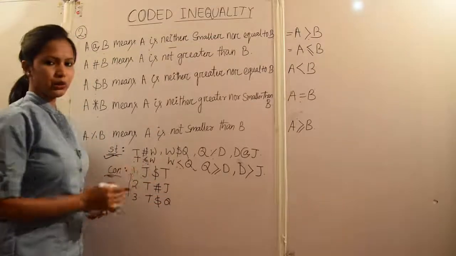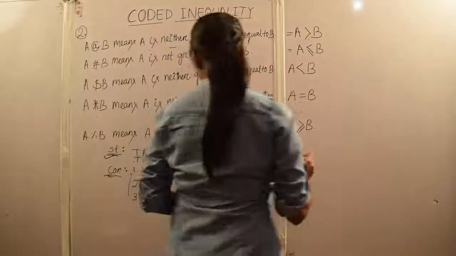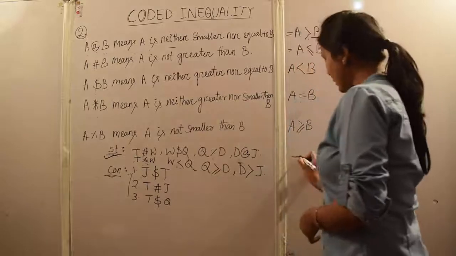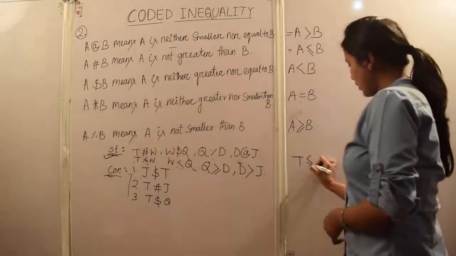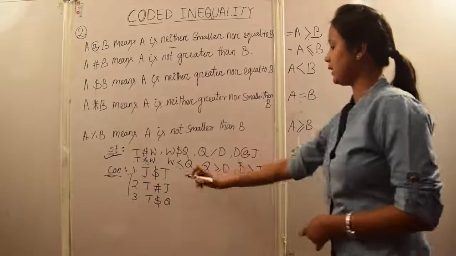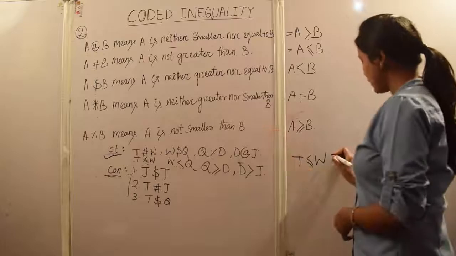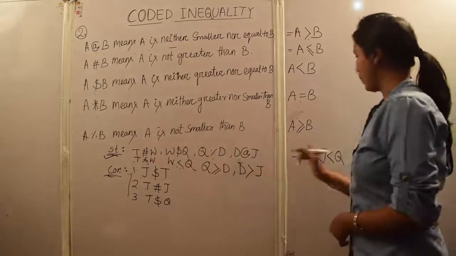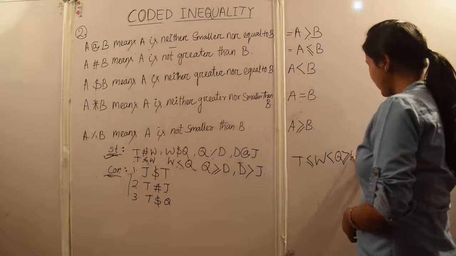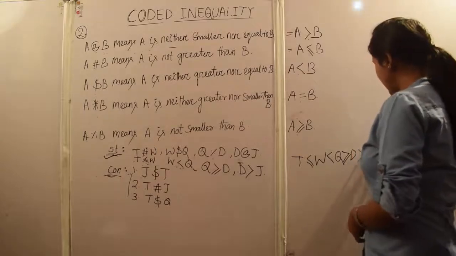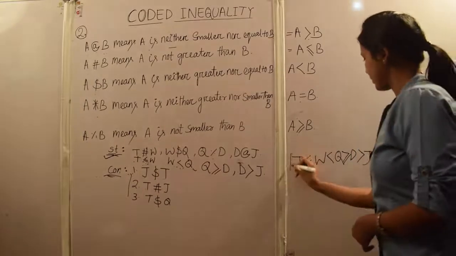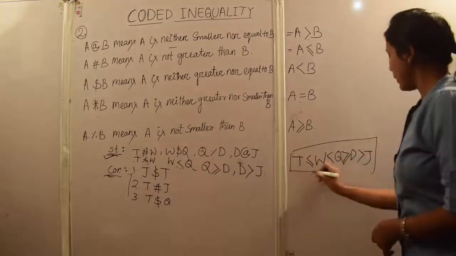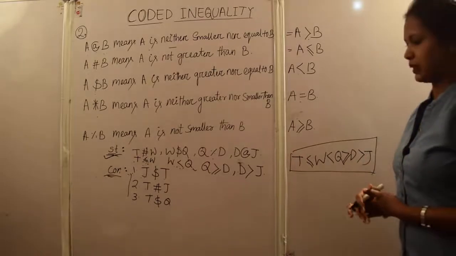So what we need to do is, here I will write T less than or equal to W, then W less than Q, then Q greater than or equal to D, D less than J. Now it forms a complete statement.